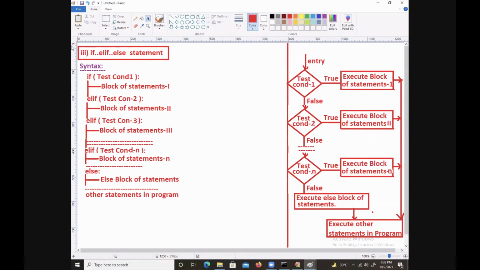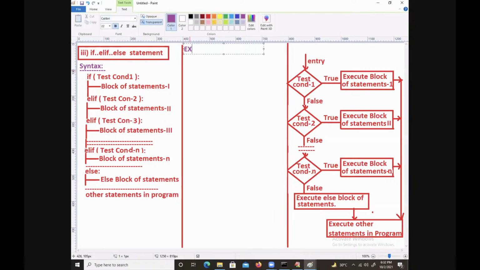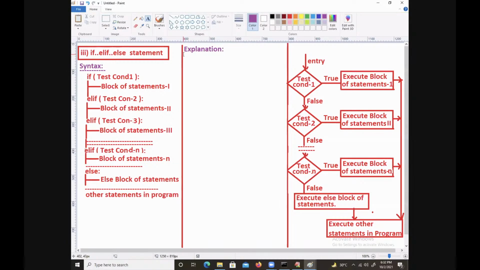So yes, ma, Subrat. Thank you, ma. If you want an explanation for this, what is happening? You want explanation, I will just write it in this place. So let us watch this explanation, how this execution takes place.